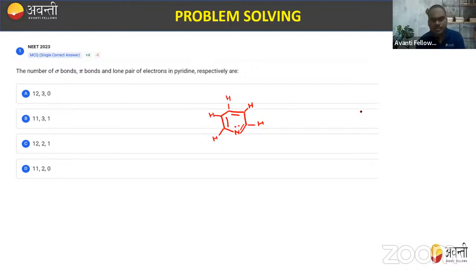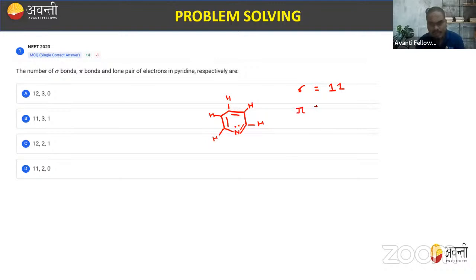Let me calculate the number of sigma bonds first. In this, we have carbon-hydrogen bonds: 1, 2, 3, 4, 5. Then counting the ring bonds: 6, 7, 8, 9, 10, 11. So the total number of sigma bonds is 11. We all know that a single bond means only one sigma bond. So the number of sigma bonds is 11.